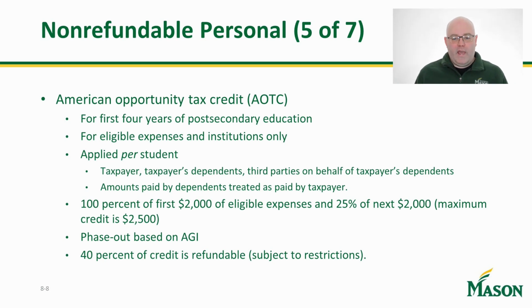So we're going to talk about the AOTC. This is one of the first of the education tax credits that we're going to talk about. AOTC is available for the first 4 years of post-secondary education. Now, I want to stop there for a second because normal people would make an assumption that means, okay, if I'm freshman through senior, I get to take it. And that's not the case.